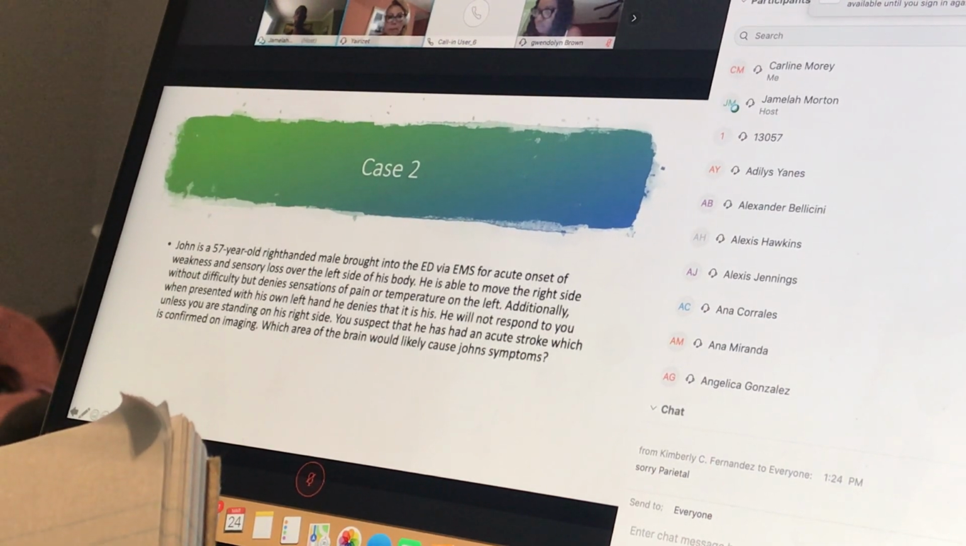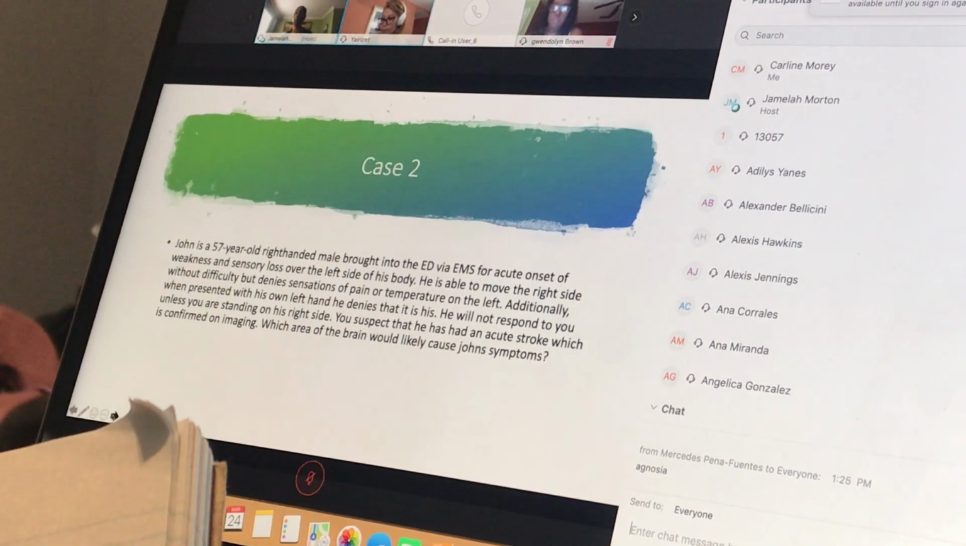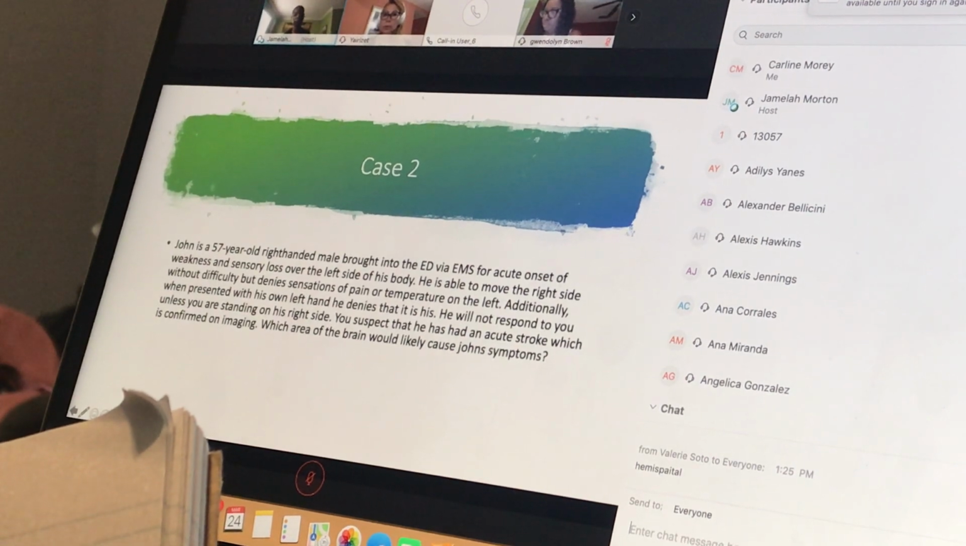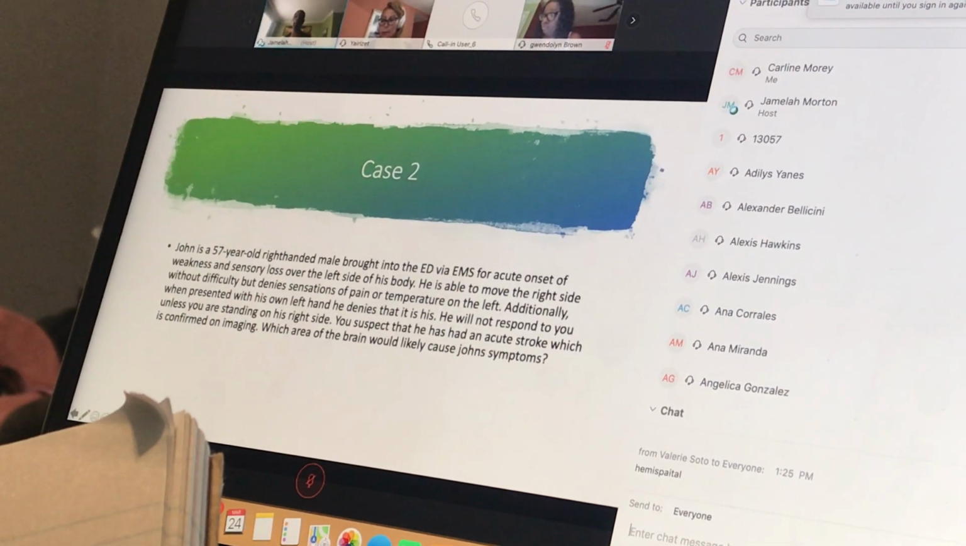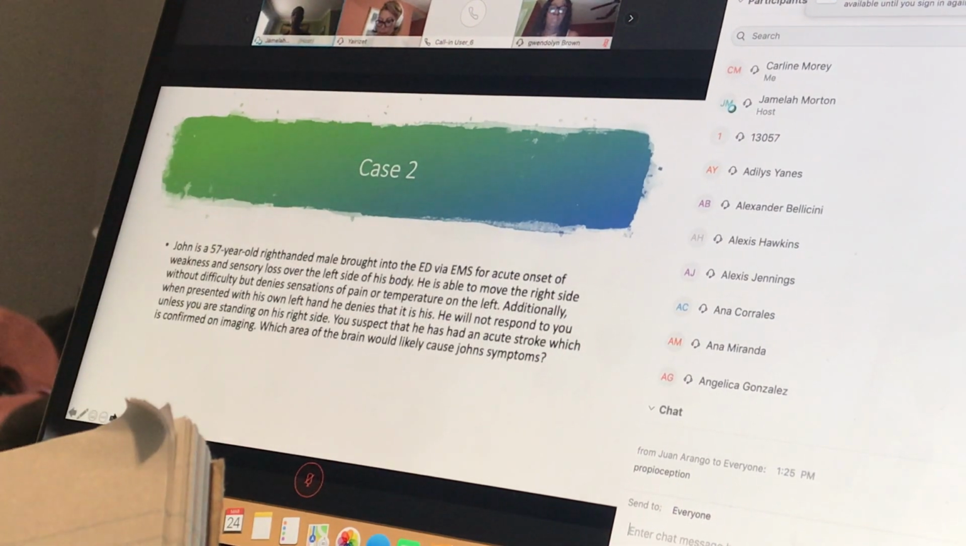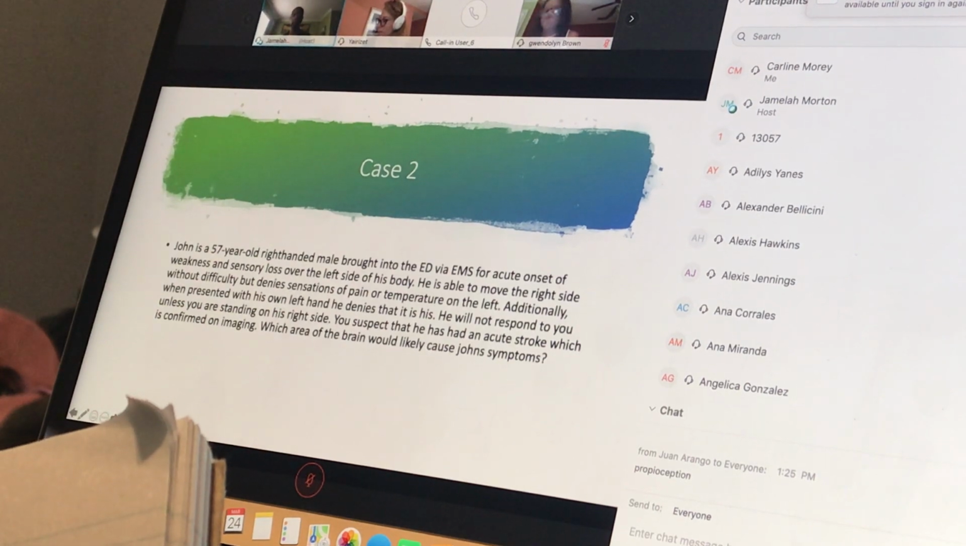There's another word for it, and why is it not coming to me at this moment? But it'll come to me in a few minutes. You neglect, you can't identify your own body in space and time. So he's not able to identify pain and temperature on the left side of his body. Anytime you see that, where you can't discern the left side of your body, they can't tell where they are in space and time, think right parietal. Think that something is going on in their right parietal lobe.